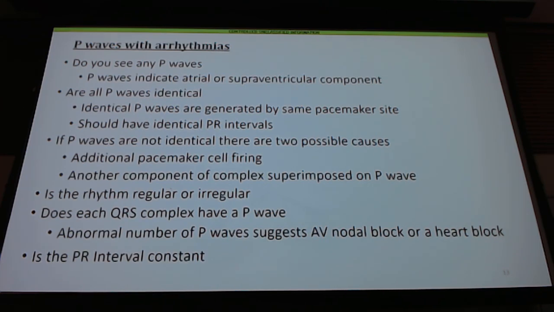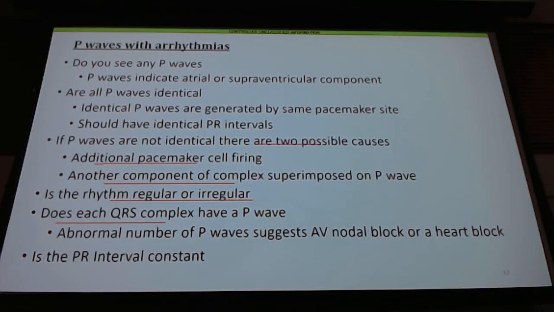If the P waves are not identical, there are two possible causes. It could be additional pacemaker cells firing, like we said, or there's another complex superimposed on the P wave. For example, the T wave is occurring, but the P wave occurs earlier than normal and is superimposed onto that T wave, which is going to give you a distorted looking wave.